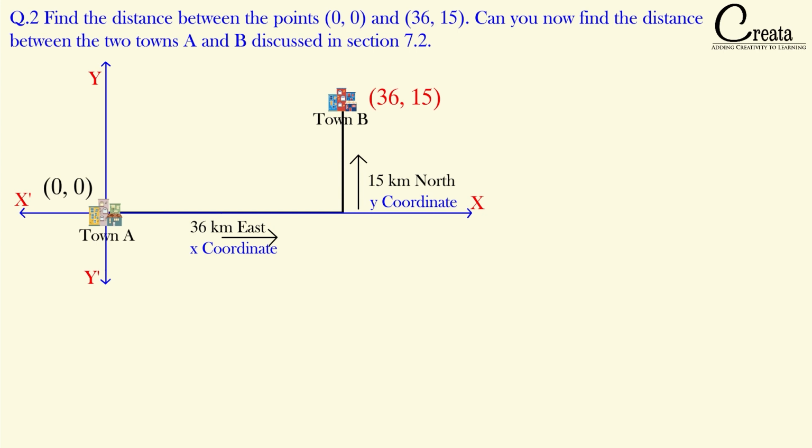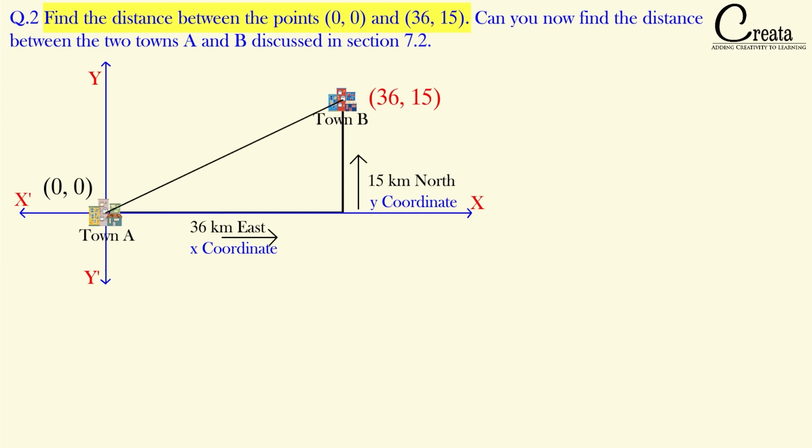Basically, we can use the Pythagoras theorem to solve this question. But in this question, which is the same question in the coordinate plane, we will use the distance formula to solve it. If you observe the question, we have to find the distance between the points (0, 0) and (36, 15), which is basically the distance between town A and town B.